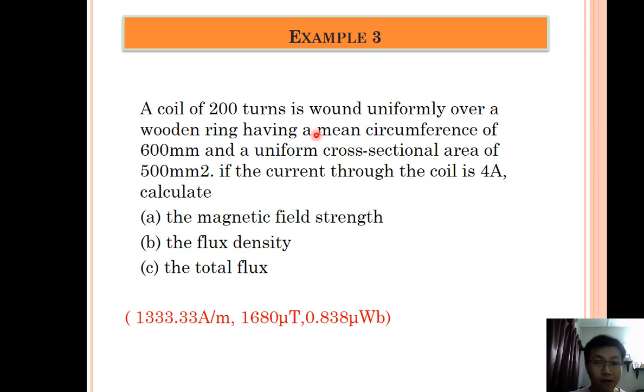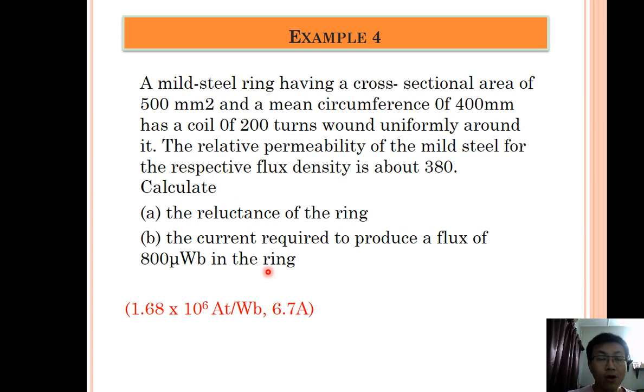So example 3, please go back and have a try. A coil of 200 turns is wound uniformly over a wooden ring, having a mean circumference of 600 mm and a uniform cross-sectional area of 500 mm square. If the current through the coil is 4 ampere, we need to calculate the magnetic field strength, H, and then the flux density, B. We also need to calculate the total flux, phi. Have a try. Example 4, go back and try. Maybe we'll discuss later during the opening session.